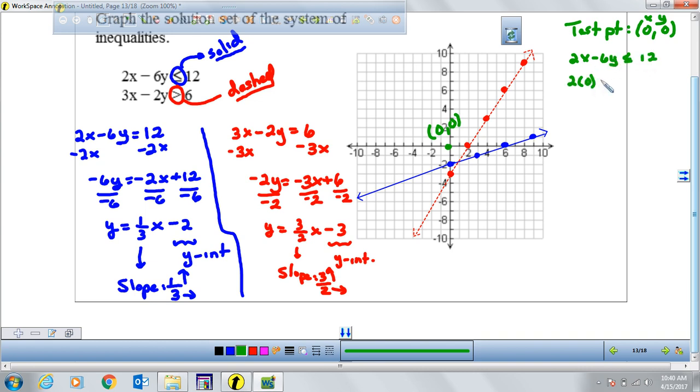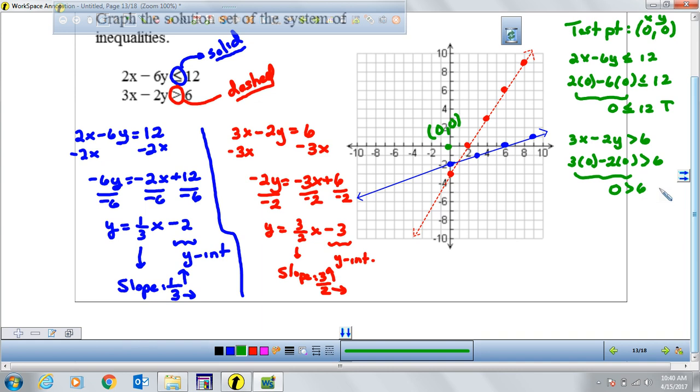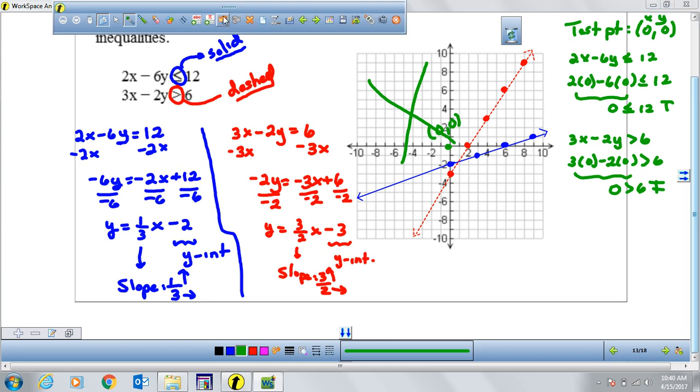So if I put a 0 for the x here, and if I put a 0 for the y here, we're going to get 0 is less than or equal to 12. Is that true? Yes, that is true. Now let's test it onto the second one. 3x minus 2y is greater than 6. So if I put a 0 for the x right here and a 0 for the y, then you get 0 minus 0, which is 0. Is that greater than 6? No. So this is false. In order for this to be a solution of the system, it must be true on both. So that means that all of the points right here are not going to be solutions. So we have to test another region somewhere else.